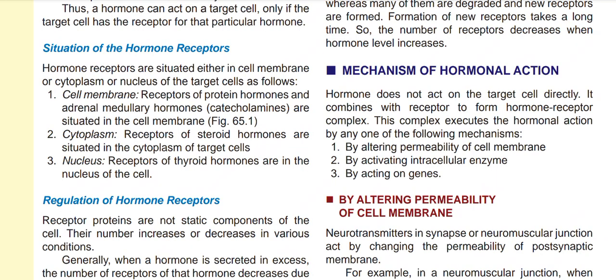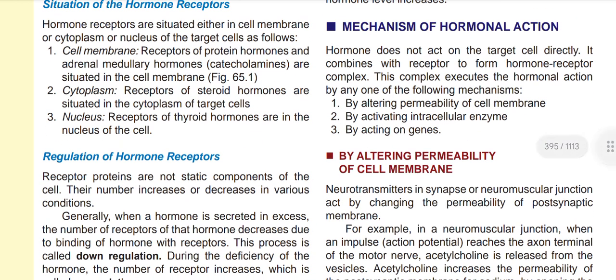We all of us know that. It combines with the receptor to form a hormone receptor complex, and this hormone receptor complex executes the hormonal action by any one of the following mechanisms. There are three mechanisms known so far by which hormonal action mainly happens: first, by altering permeability of the cell membrane, by activating the intracellular enzyme, and by acting on genes.